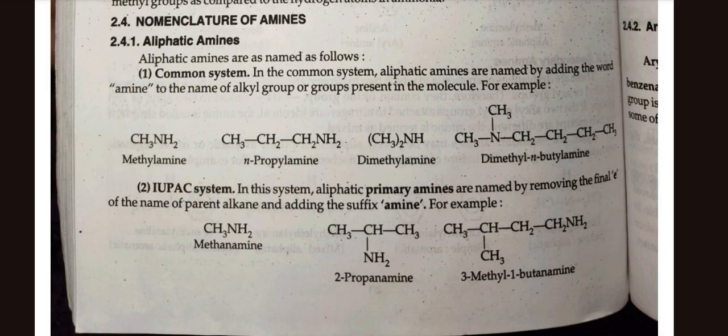Nomenclature of amines. Aliphatic amines. Aliphatic amines are named as follows. First, common system. In the common system, aliphatic amines are named by adding the word root amine to the name of the alkyl group or groups present in the molecule. For example, methylamine and propylamine, dimethylamine, dimethyl and butylamine.